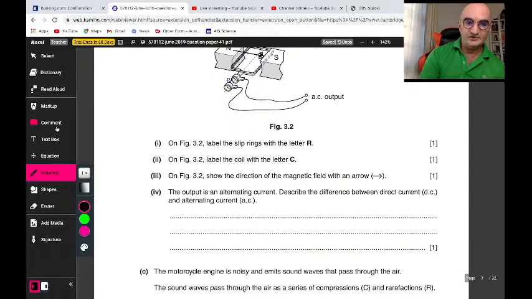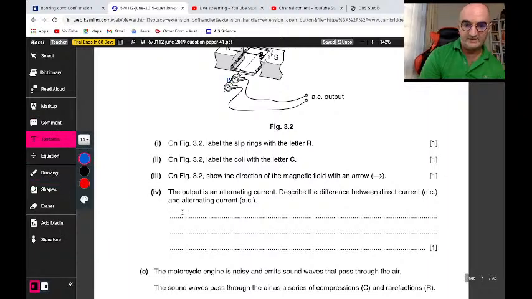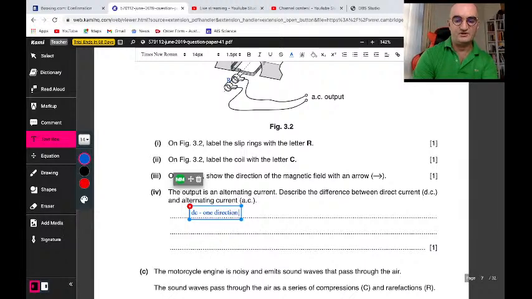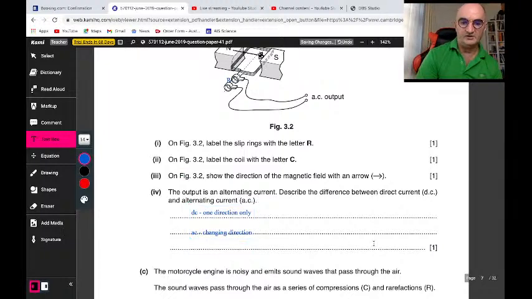Describe the difference between direct current and alternating current. Well, DC is, as the great pop band says, one direction only. And AC is clearly the opposite. It is changing direction. And for one mark, that's more than enough.